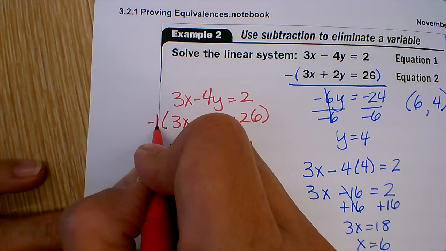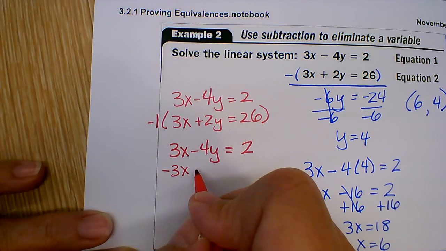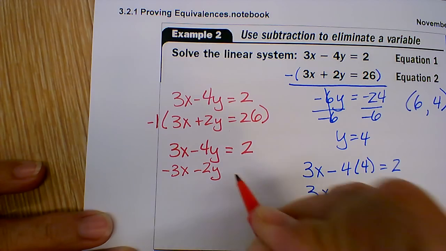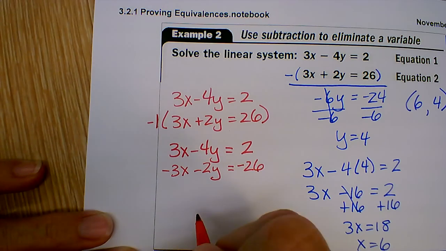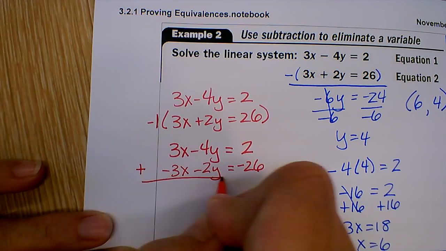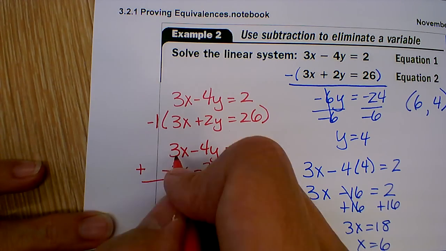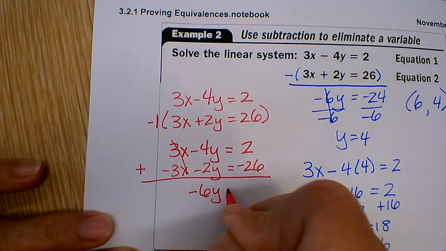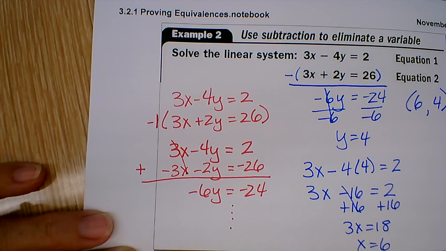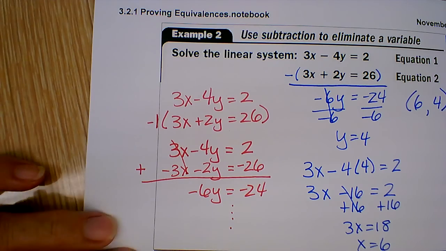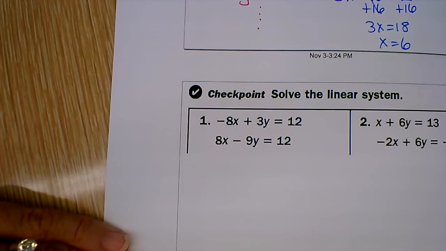So that's a negative 1. Negative 1 times 3x gives me negative 3x. Negative 1 times positive 2y gives me negative 2y. And then negative 1 times positive 26 gives me negative 26. And once I've done that, now I can just add them because these have become the opposite coefficients. We're going to end up with the same thing. Negative 6y equals negative 24. And then we just continue on till we get our solution. So either one of these ways will work just fine. Let's do a few more practice problems.